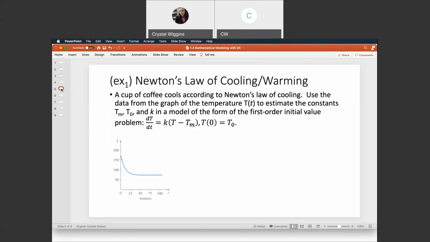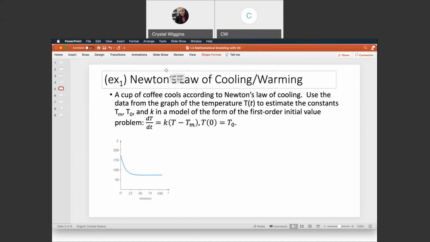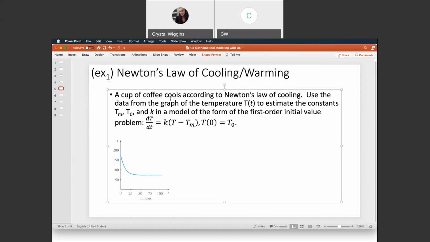Let's say that a cup of coffee cools according to Newton's law of cooling. Using the data from the graph of the temperature, estimate the constants: the surrounding temperature in the room, the initial temperature of the coffee, and the proportionality constant, which we'll have to use the equation to solve for. Let's walk through this step by step. Let me make myself some more room to do this problem for us.